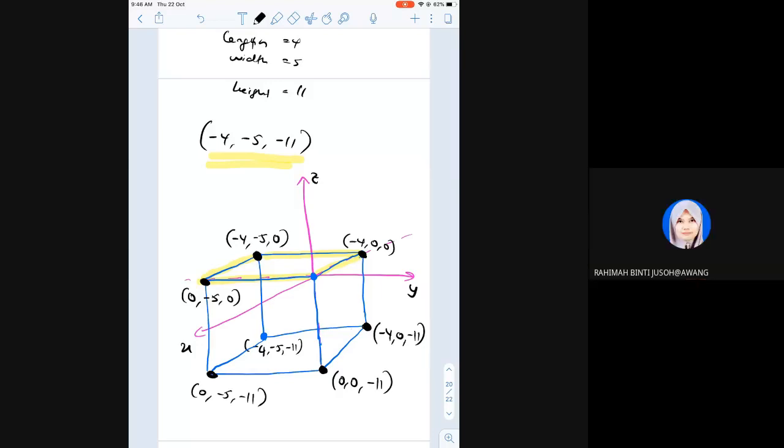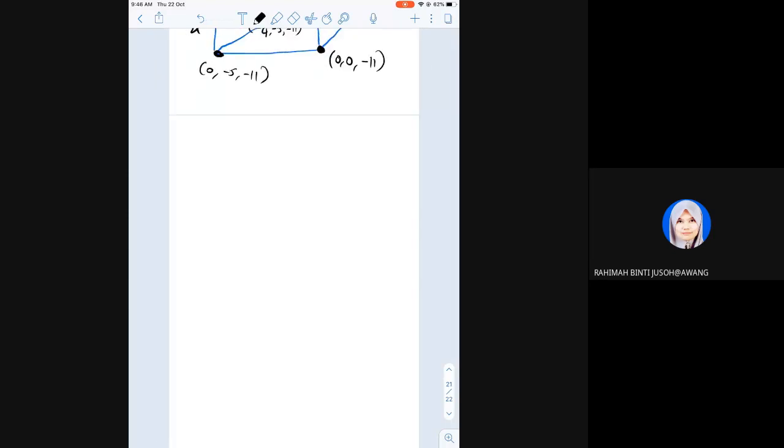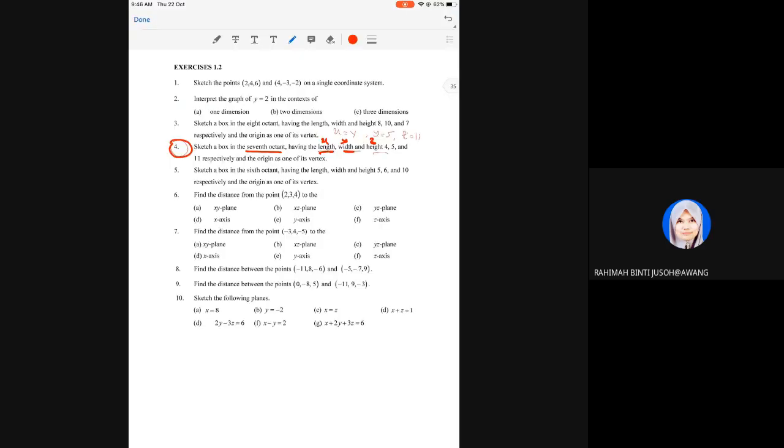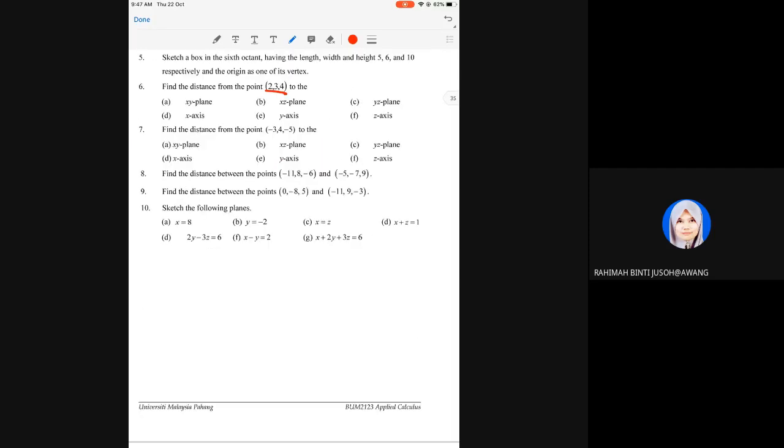Negative 11. Guys, bila you tengok box tu, you kena imagine di kiri, kanan atau bawah macam tu. Okay, like that. You have to imagine the position itself. Okay, so that's the box. Yang paling crucial, distance tu is very simple lah guys. Kalau XY plane, okay, distance XY plane, 2, 3, 4.